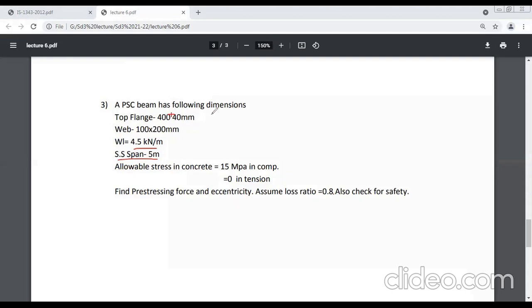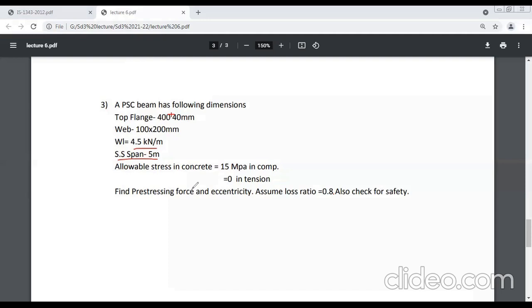The beam has the following dimensions: top flange 400 by 40 mm, web size 100 by 200 mm. The live load is given as 4.5 kilonewton per meter. It is simply supported, span 5 meter. Allowable stress in concrete is 15 MPa in compression and 0 in tension. Question: find the pre-stressing force and eccentricity.